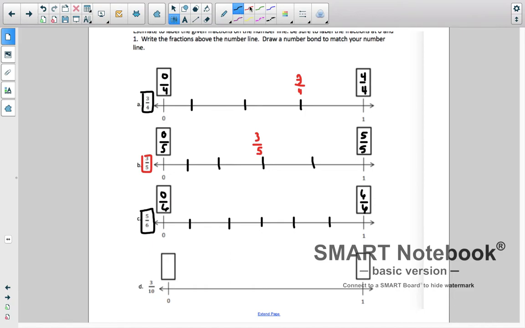Now I can label 5/6. Again, I'm going to say it out loud. 0/6, 1/6, 2/6, 3/6, 4/6, and 5/6. 5/6 is right here.